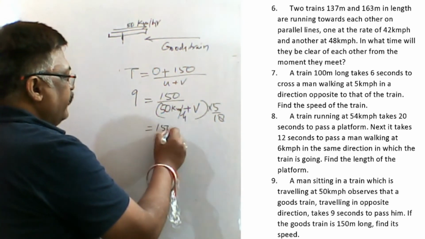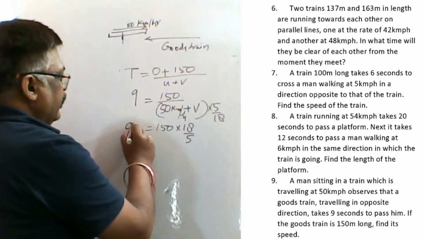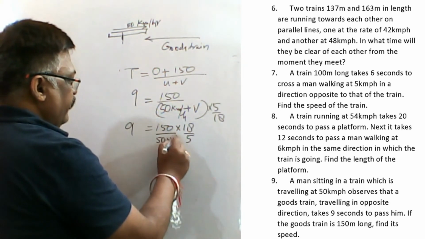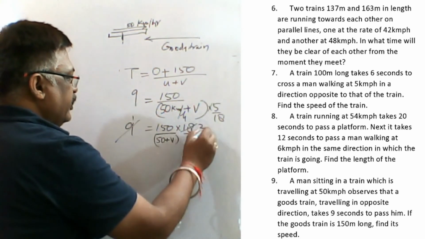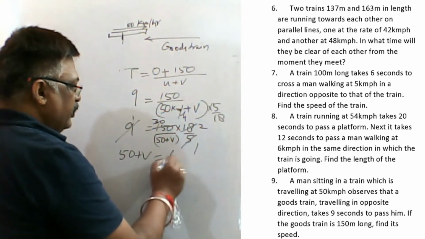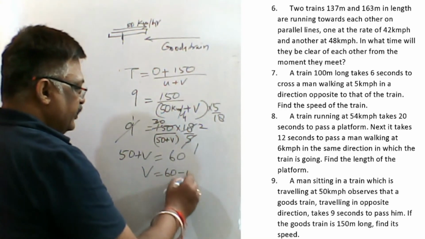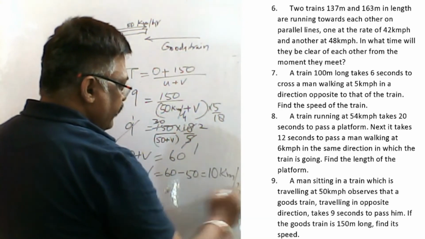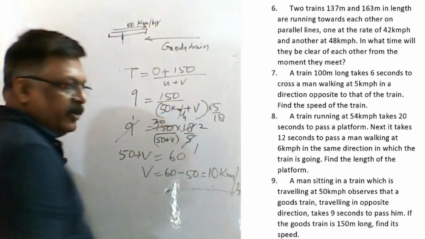So this will be 150 into 18 by 5, 9, 50 plus V. So 9 1s are 9, 9 2s are 18. Okay, 5 1s are 5, 5 3s are 15, 30. Now 50 plus V is equal to 60. V is equal to 60 minus 50 is equal to 10 km per hour. This is the speed of the goods train.